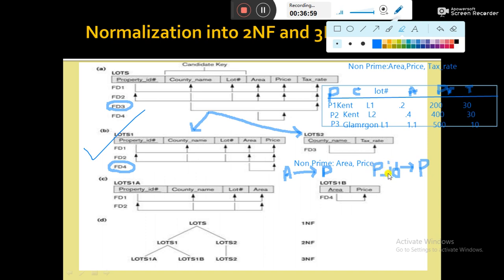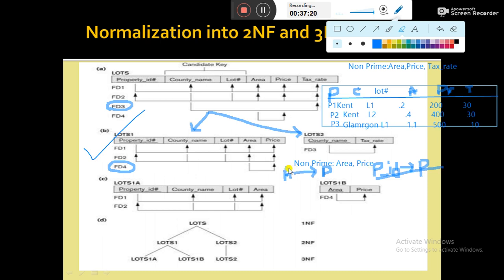the prime attribute property ID. There should be no such kind of transitive dependency. But here a transitive dependency is there. So due to that dependency, it is also violating 3NF. It is not in 3NF.